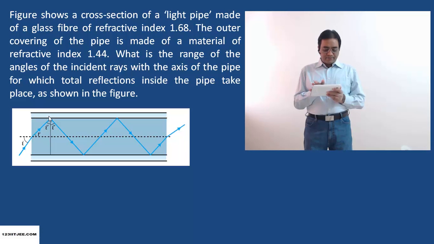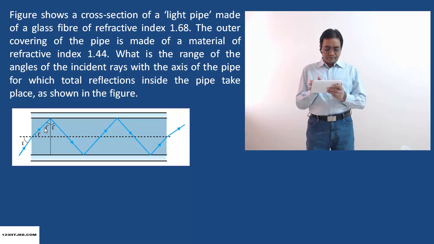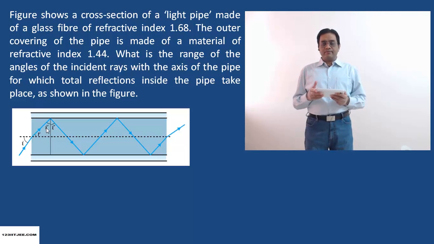and then we have an outer covering of material of refractive index 1.44. So this is that outer covering. So one more refraction will take place here. So that's the second interface. And then we have to discuss total internal reflection. For total internal reflection, this angle I dash should be more than the critical angle.